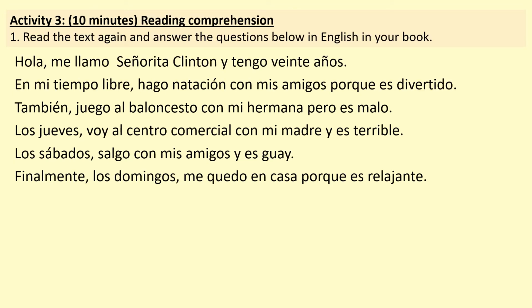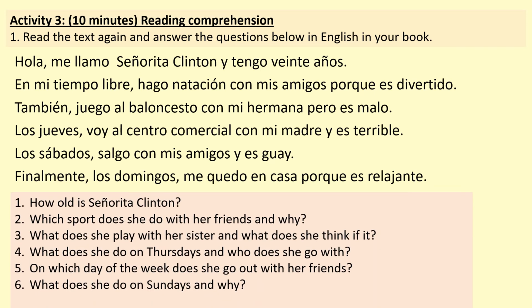So we're now going to do a reading. Year 7, I'd like you to read the text again. So this is exactly what you just heard. In fact, you've heard it 2 times because it was also in your bingo activity. Then I'd like you to answer the questions below in English in your book. So you've got 6 questions to answer there. I'd like you to spend about 10 minutes reading through the text again and then answering the questions in English in your book. Pause your video now.